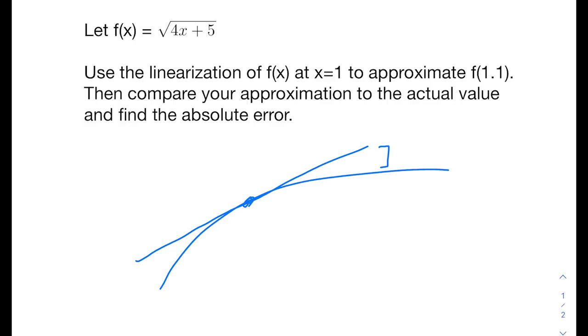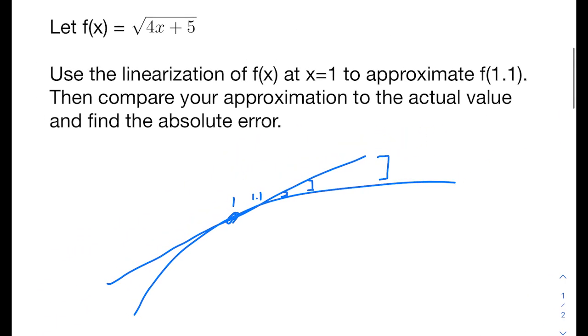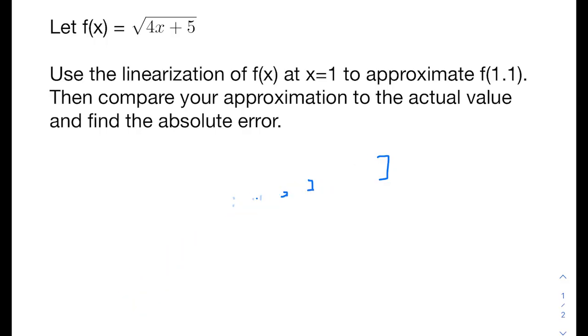But as you get closer and closer to that point, if we were to zoom in very closely, you can see that that gap gets smaller and smaller until if you're at, let's say, 1.1, the idea is that that might be a good approximation for what the value of the actual function would be at that point. So that's what we're being asked to do on this problem. And let's see how it works when we put it into practice.